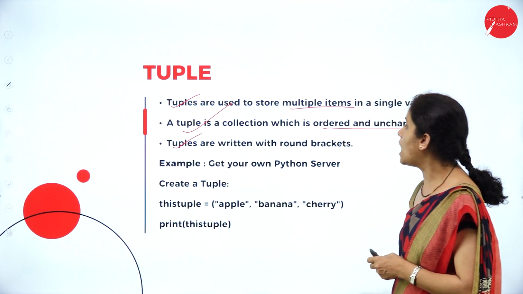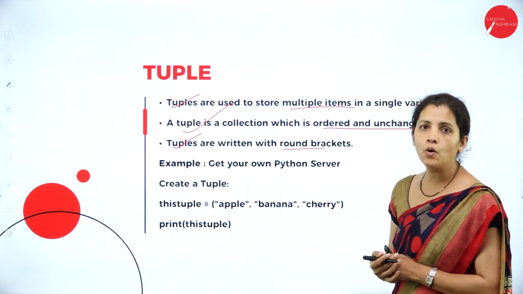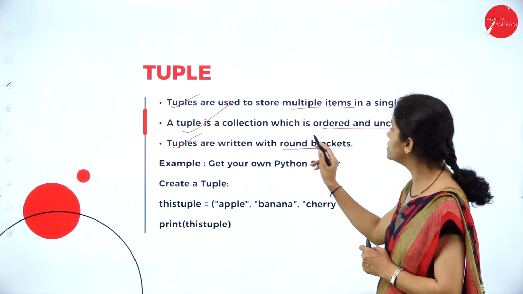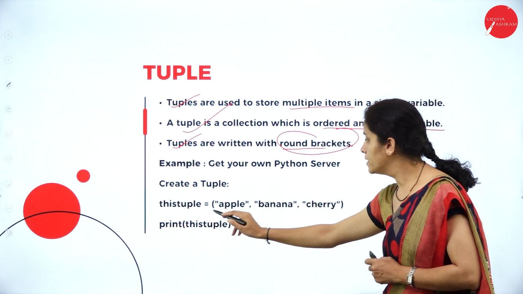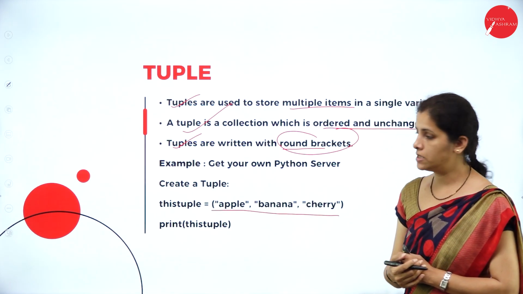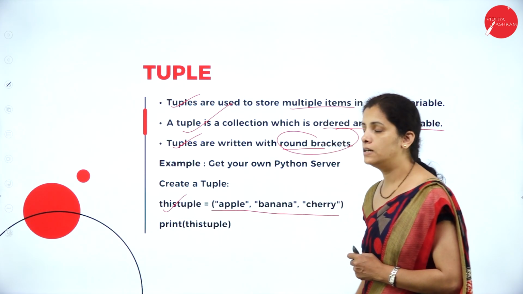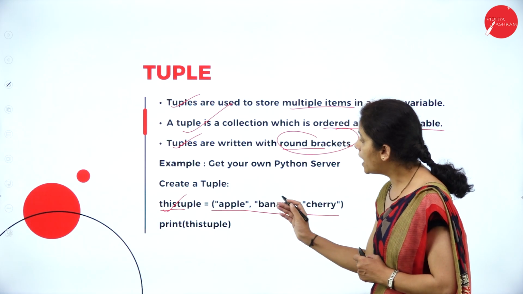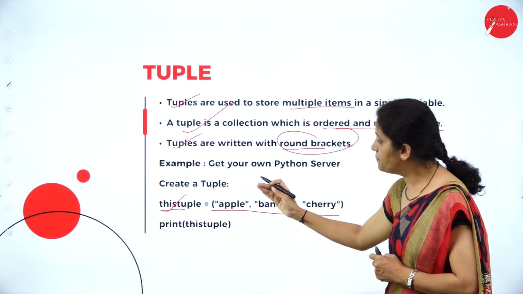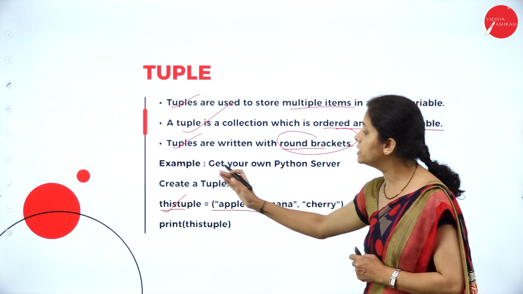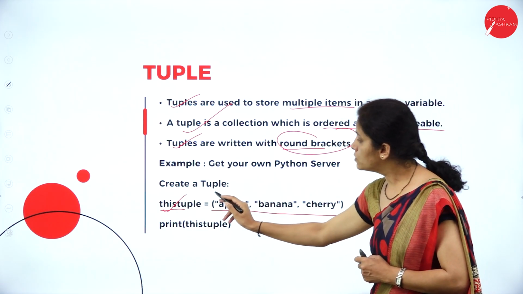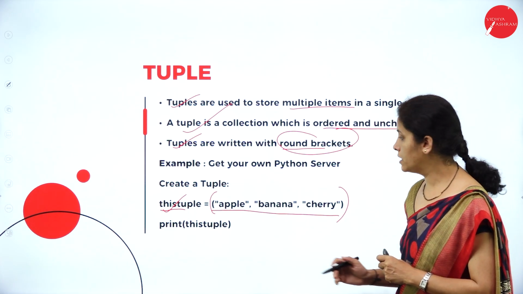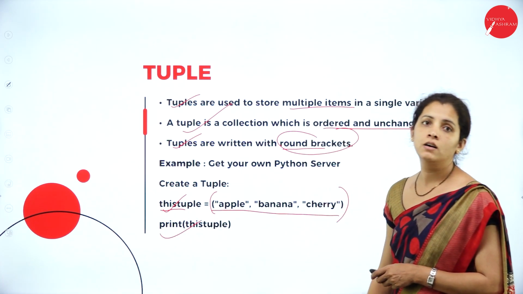Now, tuples are written with round brackets. In the sense, to create a tuple, I am going to use the bracket. See here, I am going to use the parenthesis. And this tuple is a user-defined tuple name. And see here, I am going to assign multiple values to this tuple. So, to create a tuple, I am using parenthesis. Okay. And I am going to print the tuple.